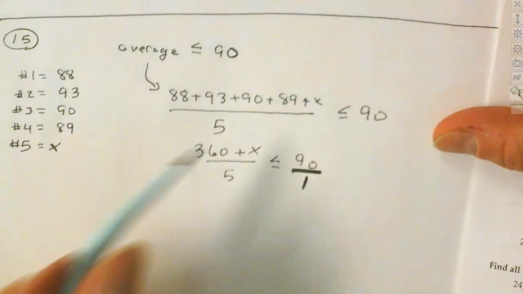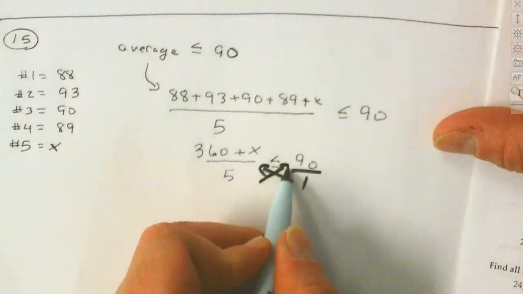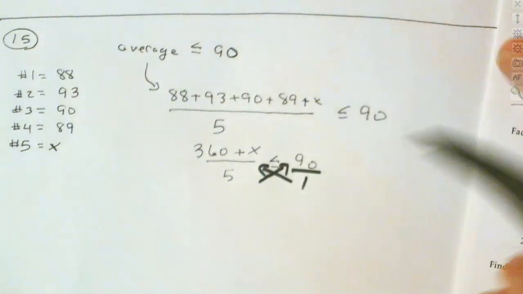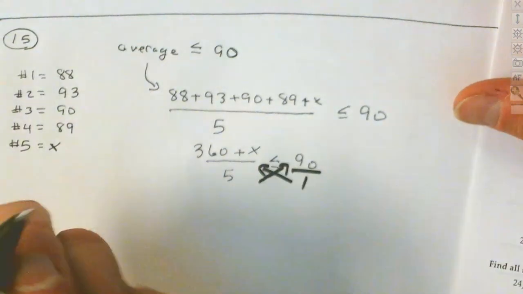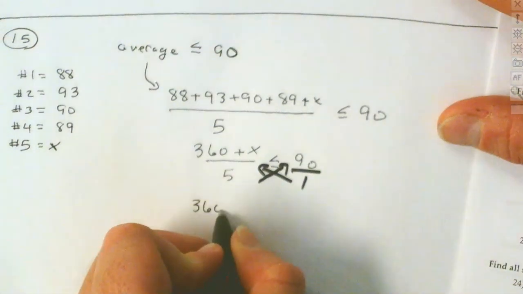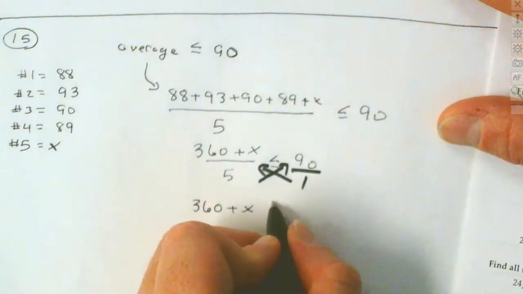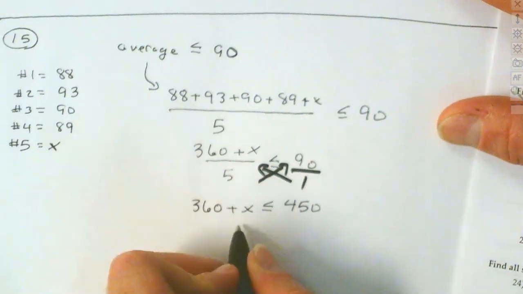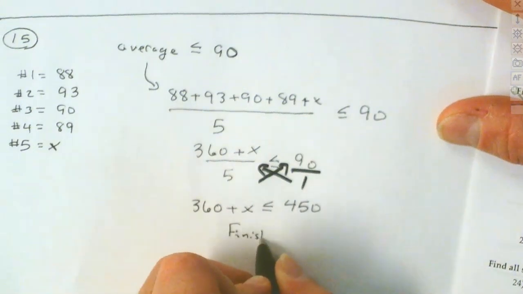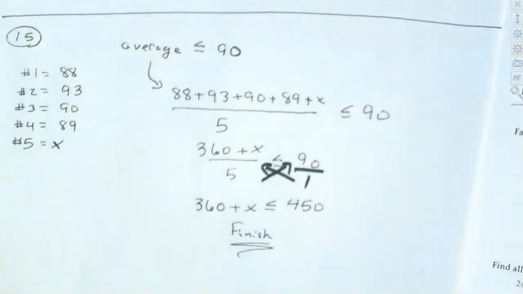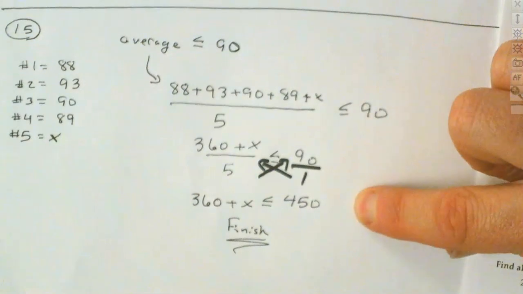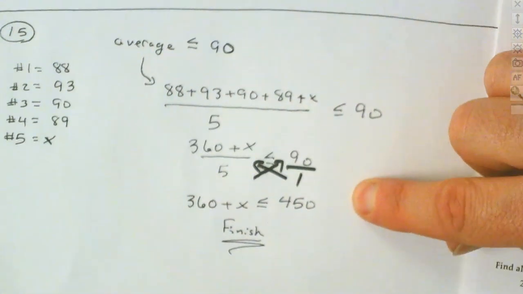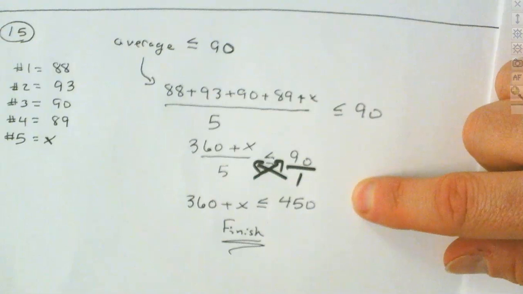I'm going to make that over 1, and we're just going to simply cross multiply. So then when we cross multiply, we get 360 plus x is less than or equal to, I believe that's going to be 450. And you can finish it from there. But the important part's up here, because once you get to this step, you should not have any trouble solving it. All you have to do is subtract.